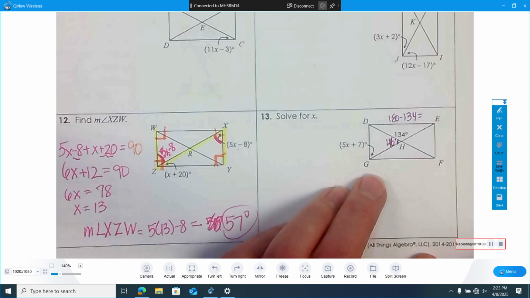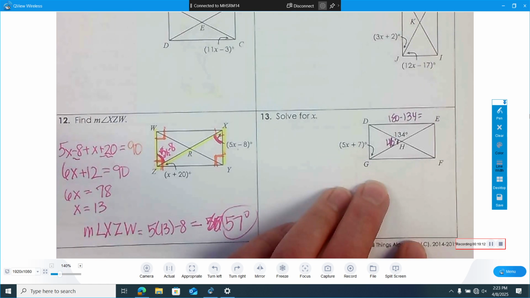Kaylee, you do 180 minus 134 and split that by half to get HDF. Ooh, that is an interesting way to do it. I didn't think about that. You're absolutely right. Yes. I'm not going to do it that way for this one, but yes, that will work.